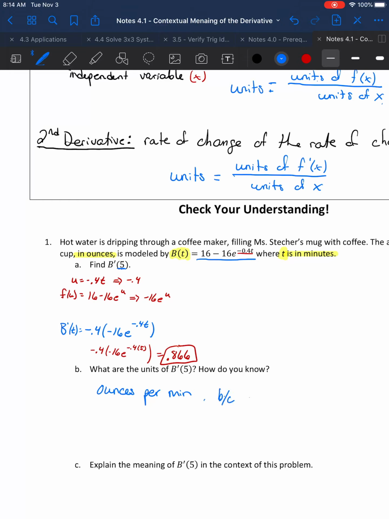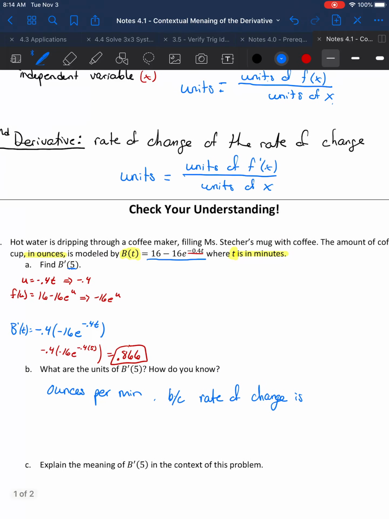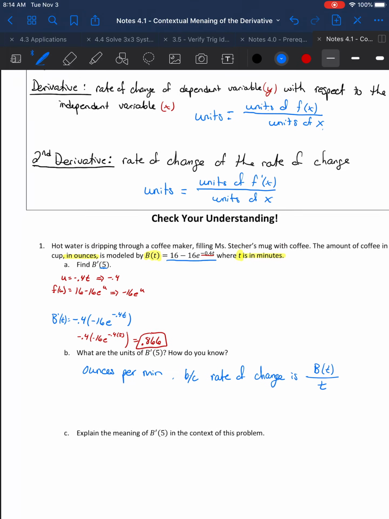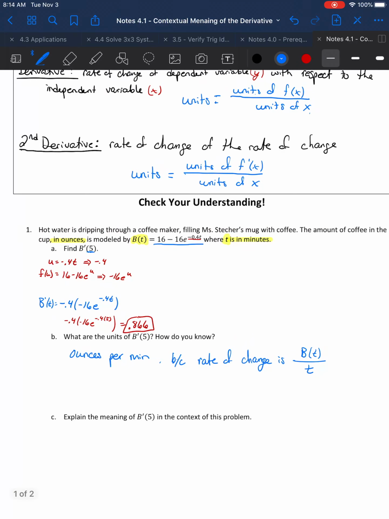And how do we know? Because our rate of change is going to be B of t over t. Okay, that's how we knew what our units were going to be.